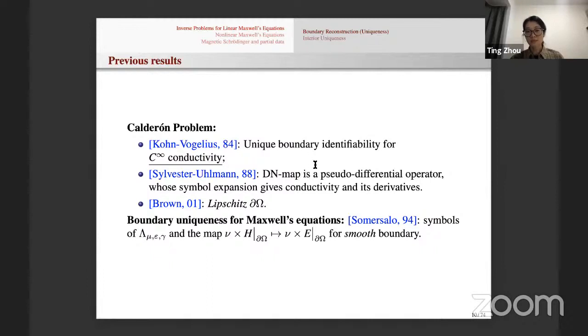But both are set up in the very ideal situation, when you have the boundary being smooth and the conductivity being smooth. In this paper by Brown in 2001, this was generalized to Lipschitz domains, where the boundary was Lipschitz. Essentially, it follows the idea of the pseudo-differential operator to prove this symbol expansion. But the way they do this is to test the DN map against highly oscillating solutions.